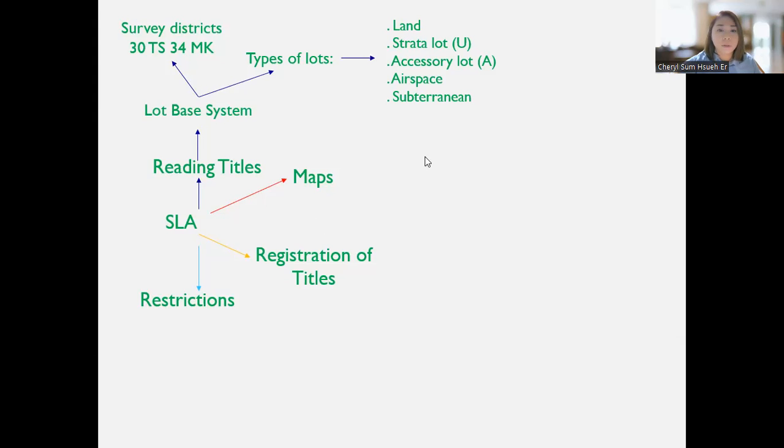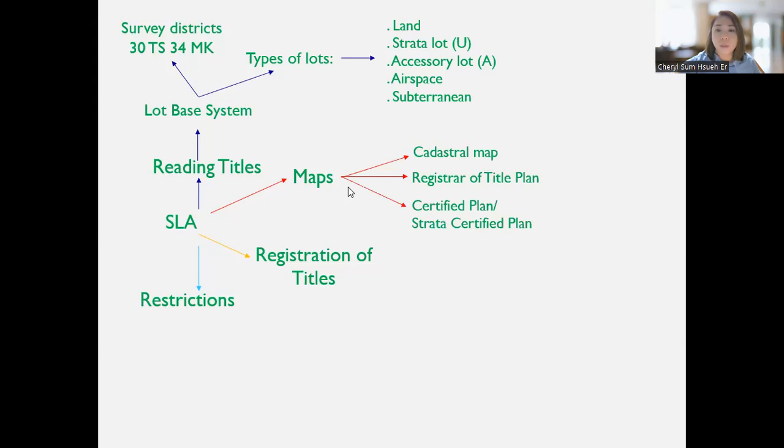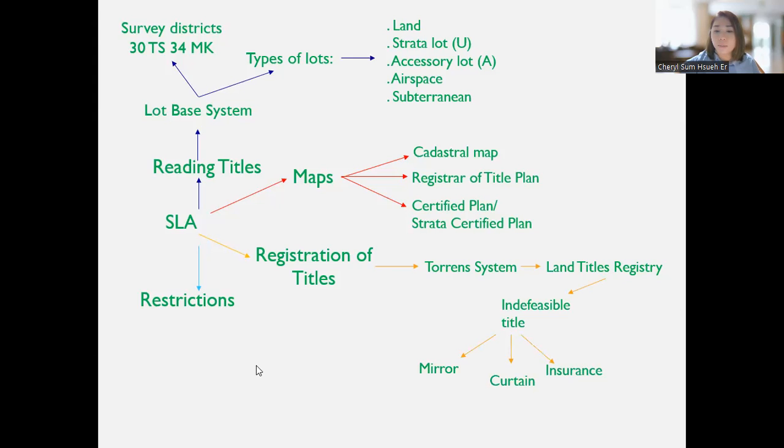Okay, now here comes maps. We only have 3 kinds of maps. These are the 3 that we're talking about. And when it comes to registration of titles, it is under this system that we adopted, which we call the Torrens system, whereby we've set up our own land titles registry. That's why it's making our title registration mandatory today. So that makes our indefeasible title, which is backed up by 3 key principles: mirror principle, curtain principle, as well as insurance principle.